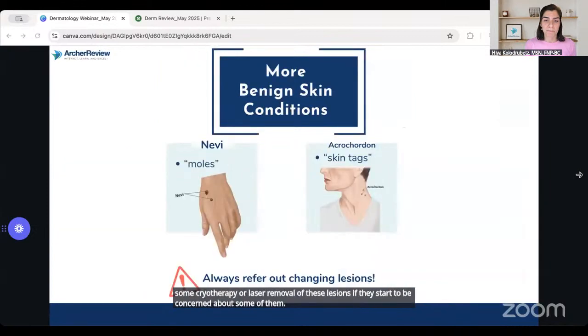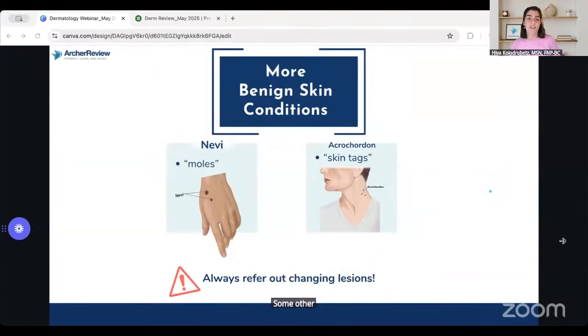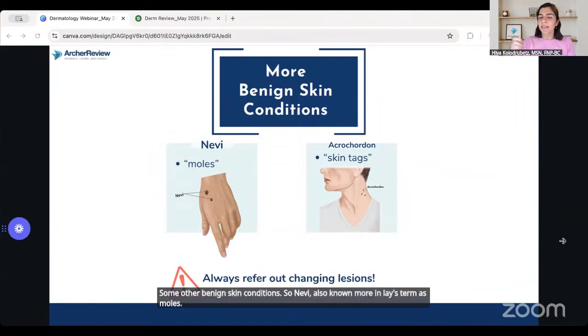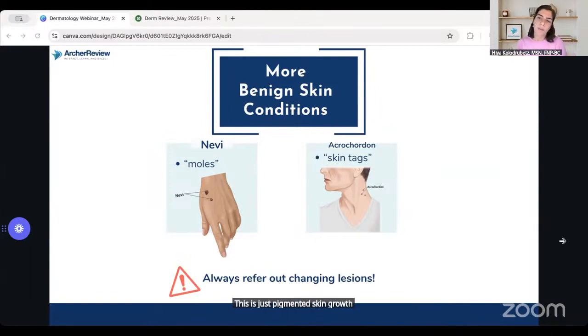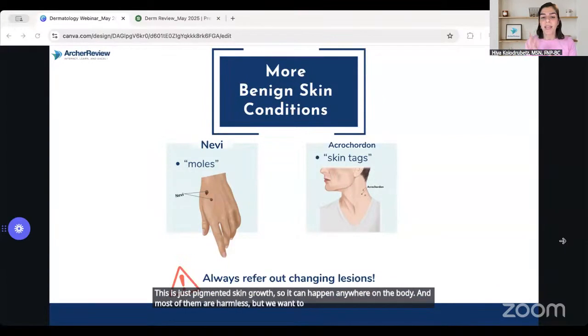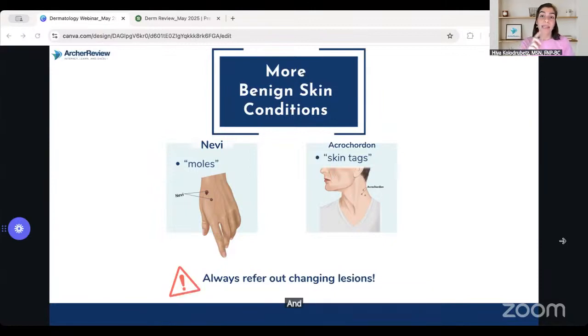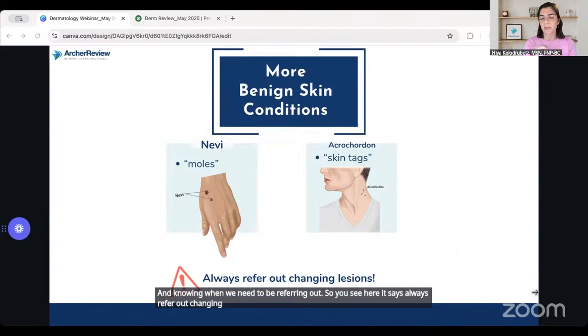if they start to be concerned about some of them. Some other benign skin conditions. So nevi, also known in lay terms as moles. This is just pigmented skin growth, so it can happen anywhere on the body, and most of them are harmless, but we want to keep an eye on them. We'll go through those signs in a minute, but we want to definitely make sure we're looking at our moles and knowing when we need to be referring out. So you see on here, it says always refer out changing lesions. Absolutely. And we'll talk about that.